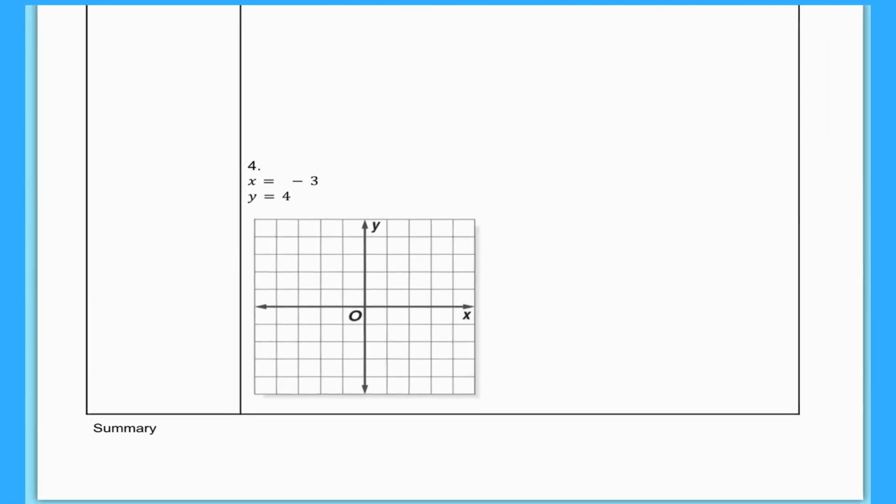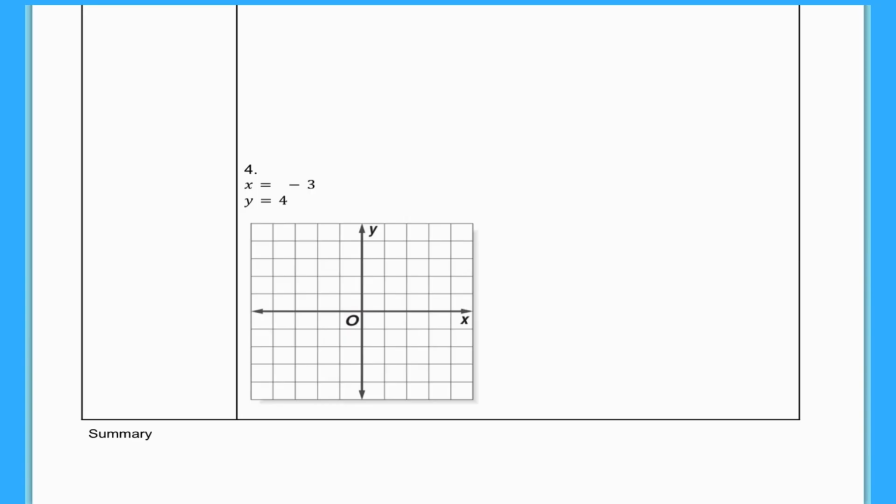Okay, and then our last one. We've briefly talked about these special lines a little bit in the last couple chapters, so let's just review that again. If the equation is x equals, that means it's going to be a line that only goes through the x-axis. So for that to happen, it's going to be a vertical line. So this is our vertical line. It's going to be a vertical line through the -3. So here's where x is -3. Then we draw a vertical line.